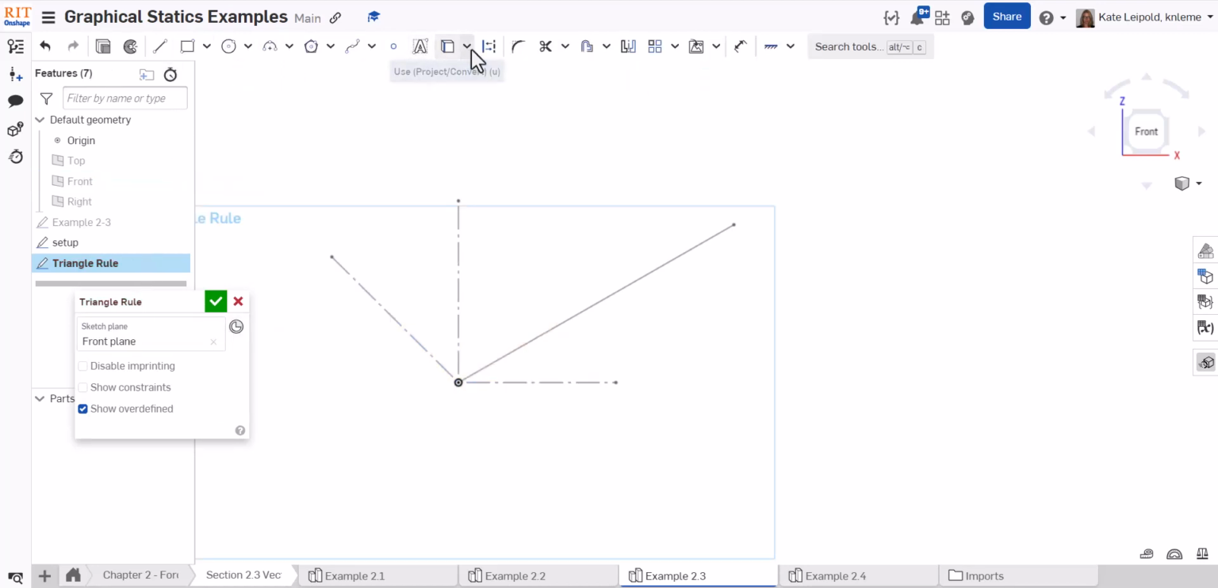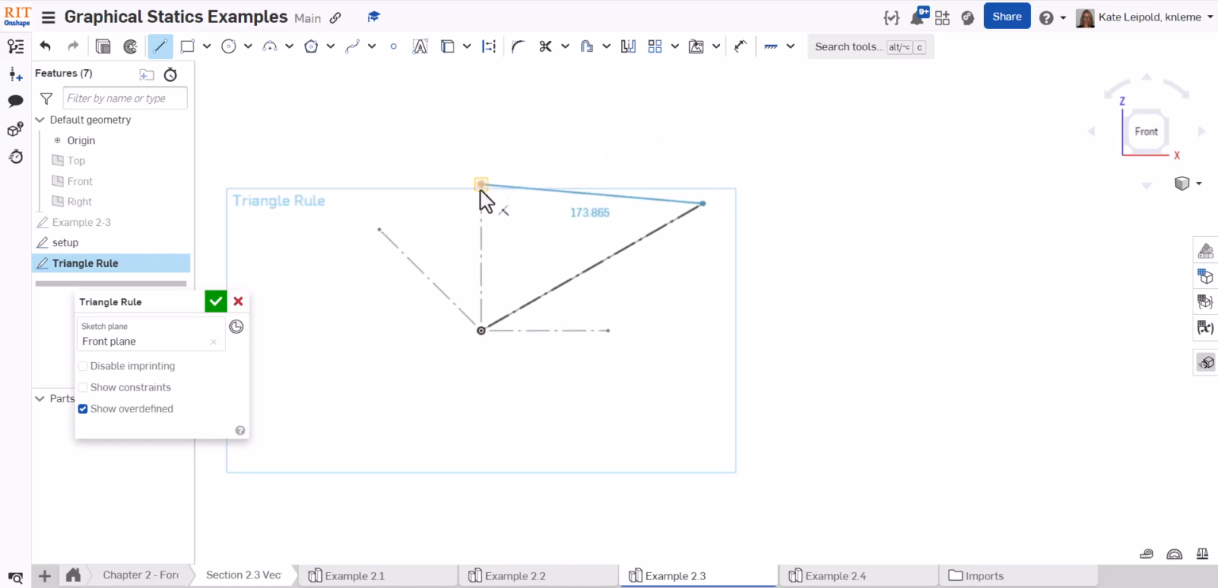So we will project the force line that we know about. And now I have a component that, because it's triangle rule, will be added to the end of the existing line. So we'll add another line. And then I know that it has to fall here vertically. So the resultant has to be in the vertical axis.